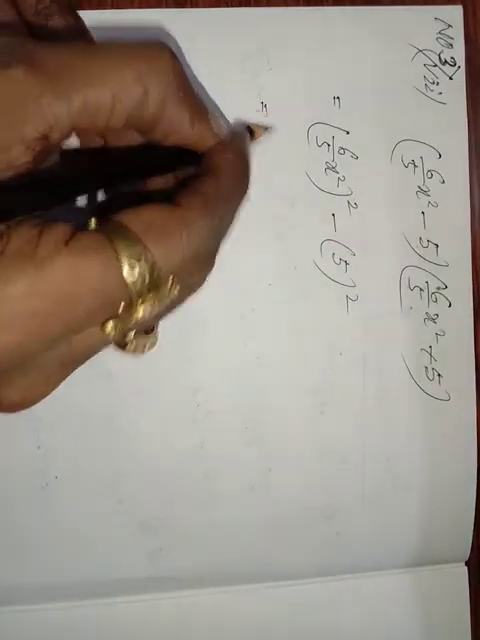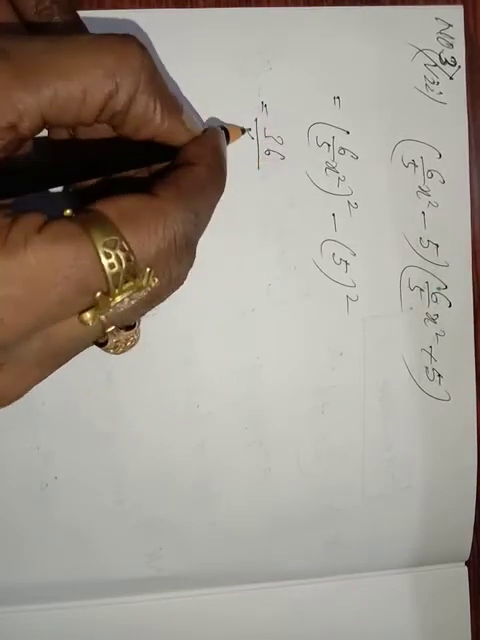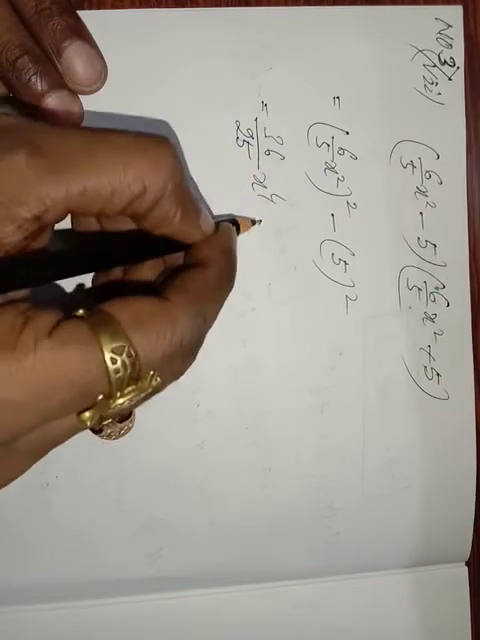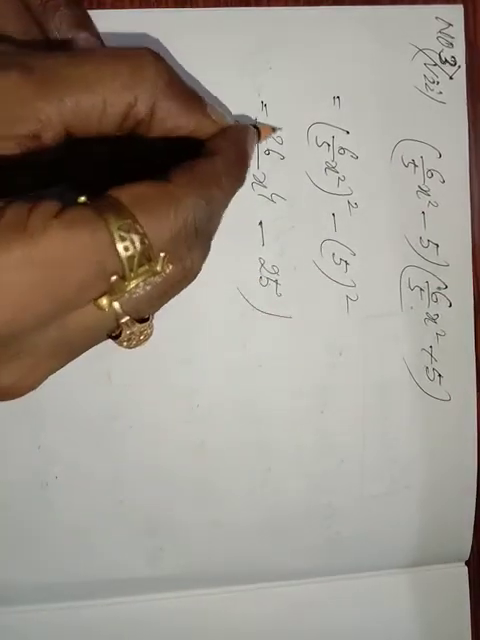What is the result? 6 whole square is how much? 36. 5 whole square will be 25, and x square whole square means x to the power 4. Minus 5 whole square equals how much? 25. This is the result of number 3, 7th part.